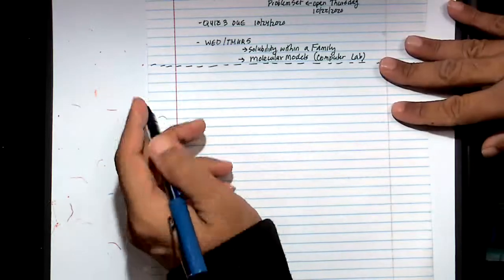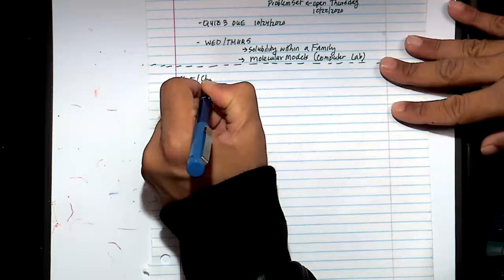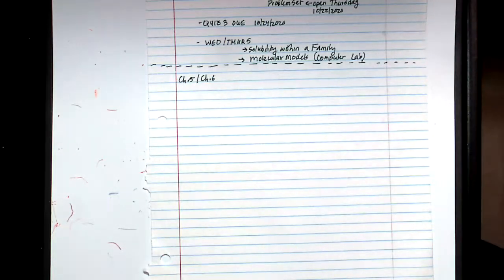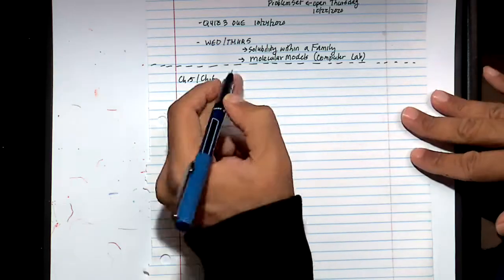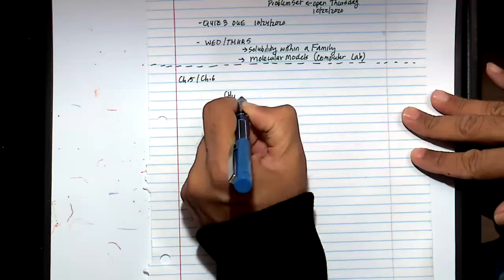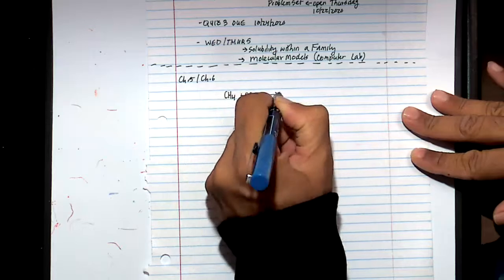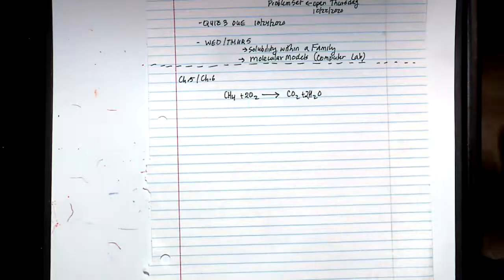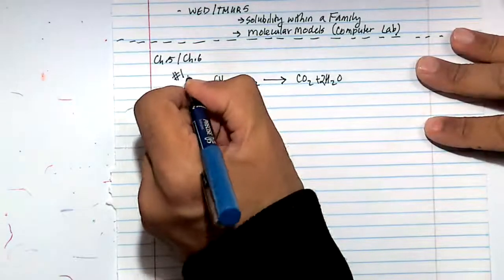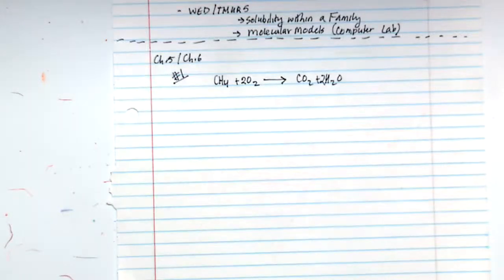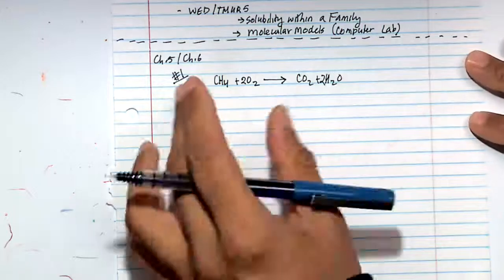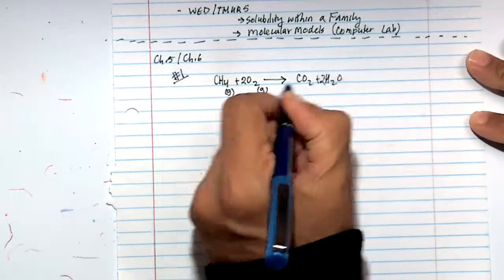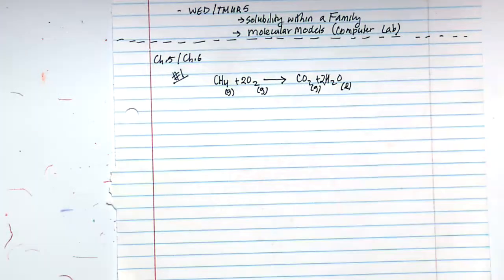All right, Chapter 5 and Chapter 6. Chapter 5 is gas laws. Chapter 6 is energy. Let's talk briefly about Chapter 5. Let's say we have a problem here, an equation. Remember, these are all gases. CH4 is a gas, O2 is a gas, CO2 is a gas. Water is typically a liquid.